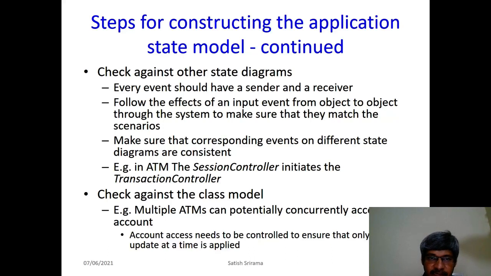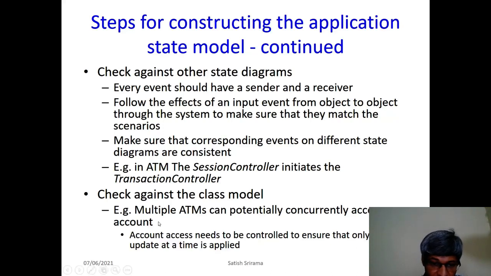Once you have this sort of application state model ready, you have to check against the class model. Multiple ATMs can potentially concurrently access an account. For an account you can have multiple ATM cards, pretty much possible. If it is a family account, the husband will have a card and the wife will have a card. Assume exactly at the same time they are in two different ATM centers and they are inserting the card and trying to draw some money out of the account. Then account access needs to be controlled to ensure that only one update at a time is performed. So this is about database transactions again.